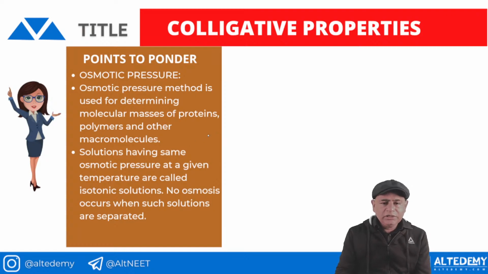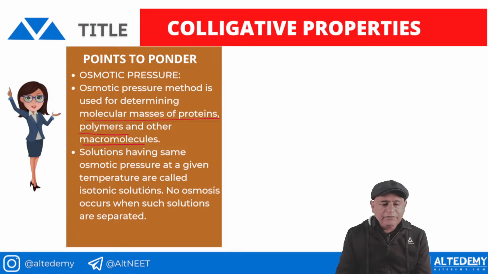Osmotic pressure method is used for determining molecular masses of proteins, polymers, and other macromolecules. It is a very important statement.